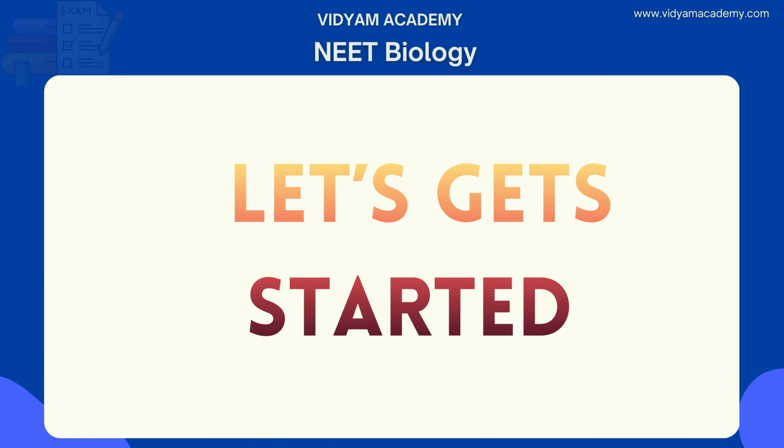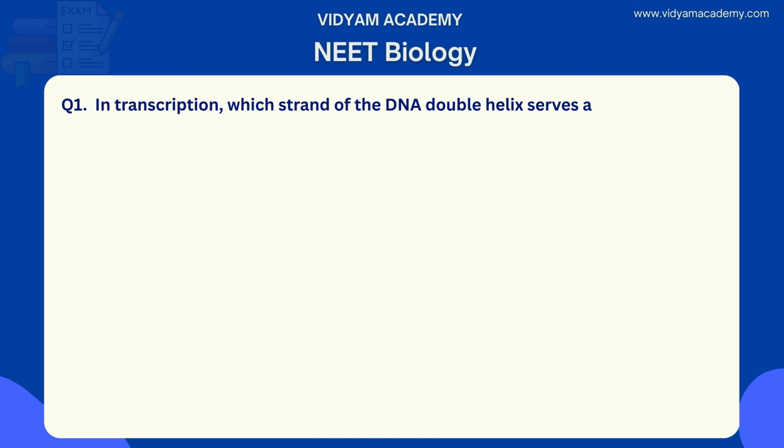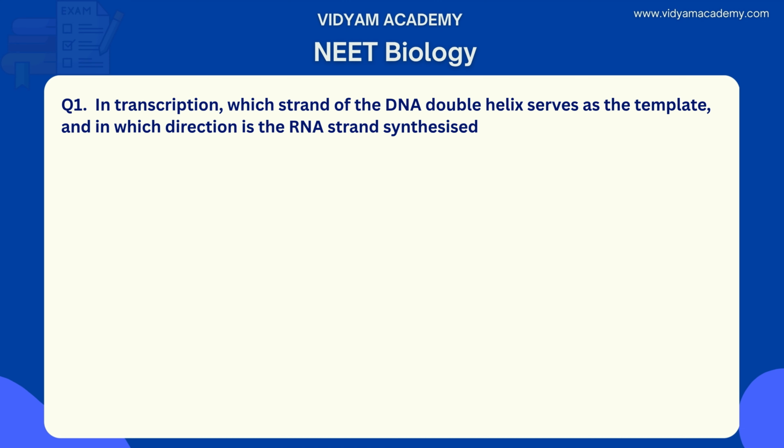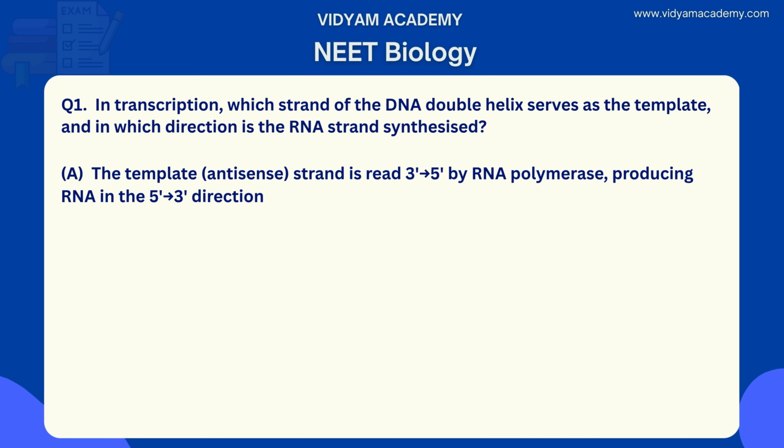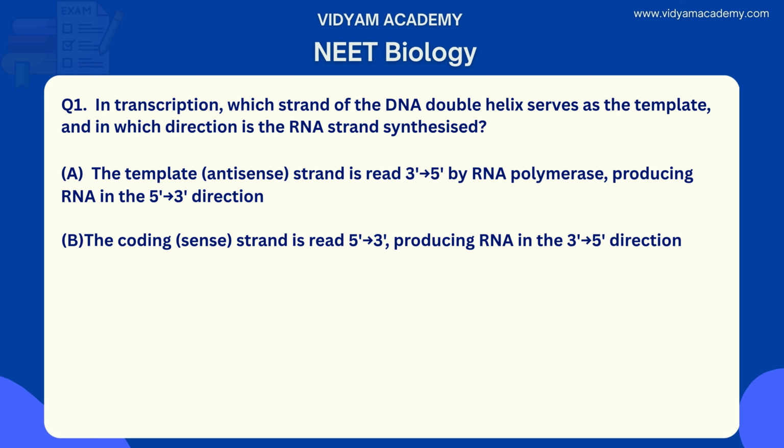Let's get started. The first question is, in transcription, which strand of the DNA double helix serves as the template and in which direction is the RNA strand synthesized? Option A. The template antisense strand is read 3 to 5 by RNA polymerase, producing RNA in the 5 to 3 direction. Option B. The coding sense strand is read 5 to 3 producing RNA in the 3 to 5 direction.